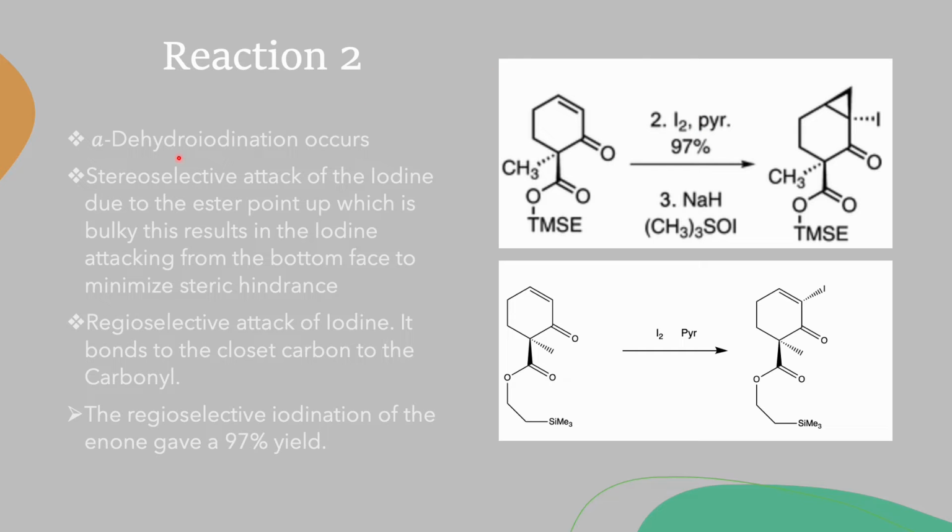There is a stereoselectivity on the attack of the iodine, so because this ester group is pointing up towards us, the iodine chooses to attack from the back, which is less bulky, and it does this to minimize steric hindrance. Along with this, it bonds to the closest carbon on the carbonyl group.